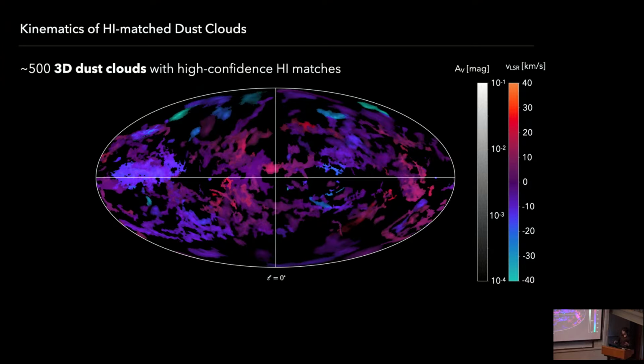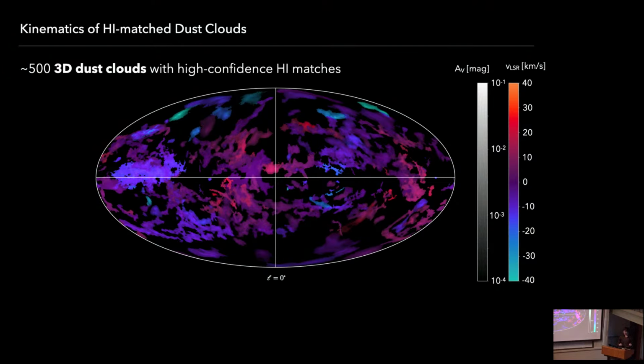In total, we're able to build up a sample of almost 500 clouds mapped in 3D dust with H1 velocities. I'm showing here on the sky our map. The intensity of the clouds in this image shows their extinction. The color is showing their radial velocity along the line of sight. We have a huge variety of cloud morphologies and positions and properties in this catalog.